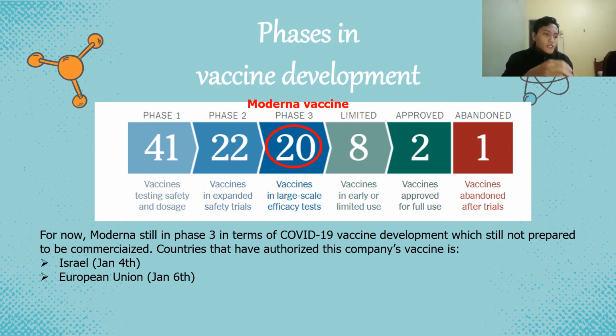For now, Moderna is still in phase 3 in terms of COVID-19 vaccine development, so it is still not prepared to be commercialized, because after it is approved, then it will be commercialized, except if there's something wrong, then it will be abandoned. And the countries that have authorized the Moderna vaccine are Israel on the 4th of January and the European Union on the 6th of January.